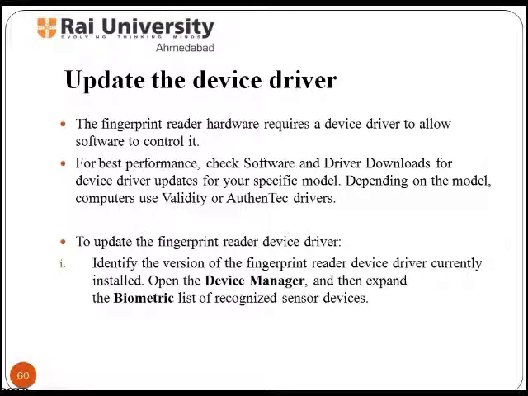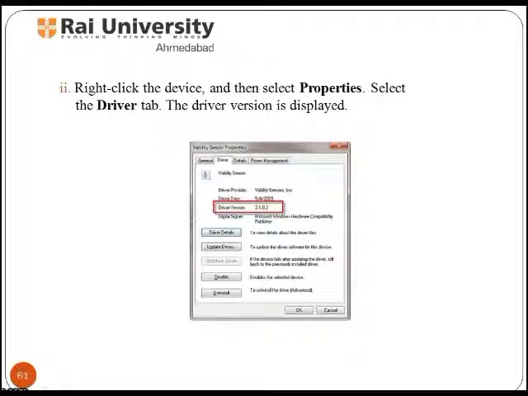Now let's study the process of updating the hardware device driver. The fingerprint reader hardware requires a driver to allow software to control it. For this, identify the version of the fingerprint reader driver currently installed on your laptop. Open Device Manager and then expand the biometric list of recognized sensor devices. Now right click the device and then select Properties. After this, select the Driver tab. In this way you can see the driver version.